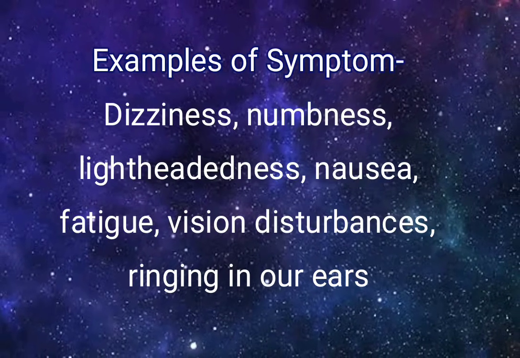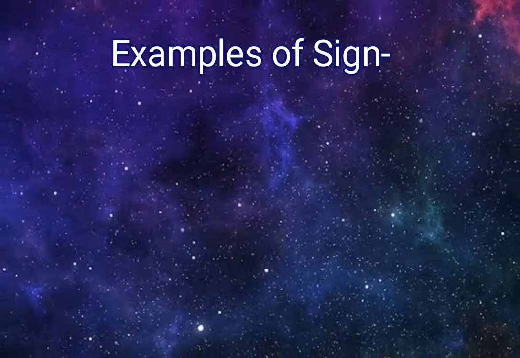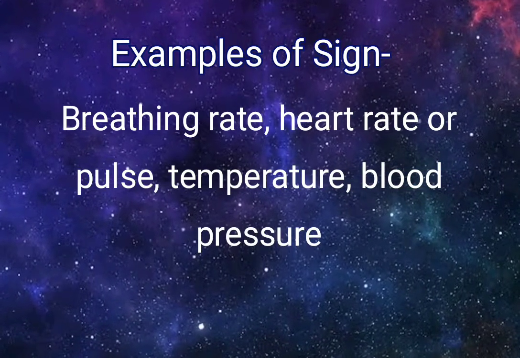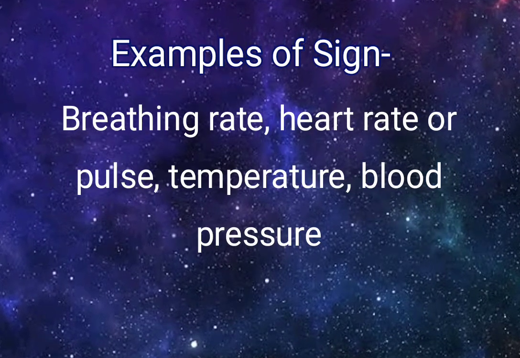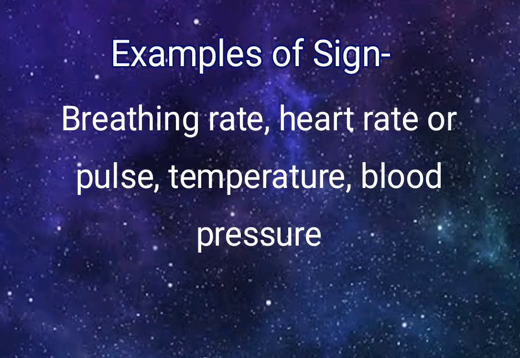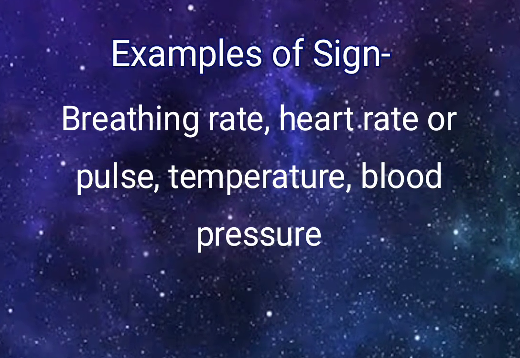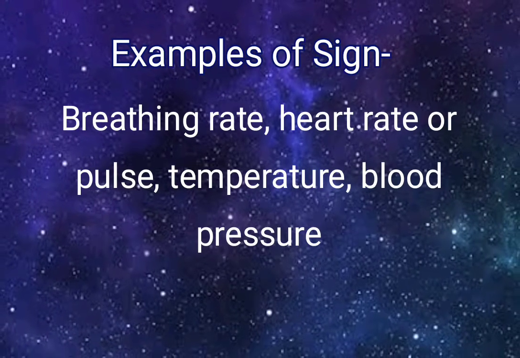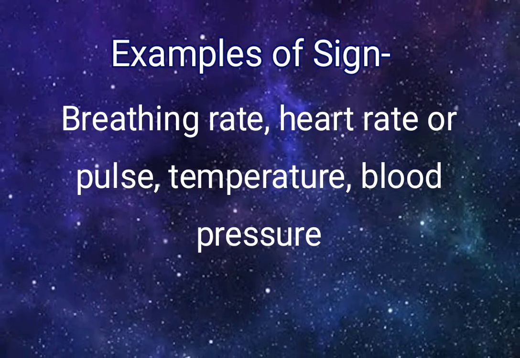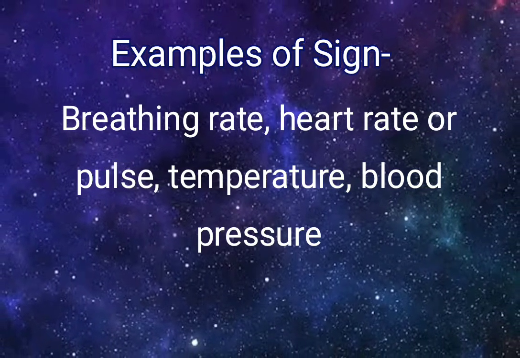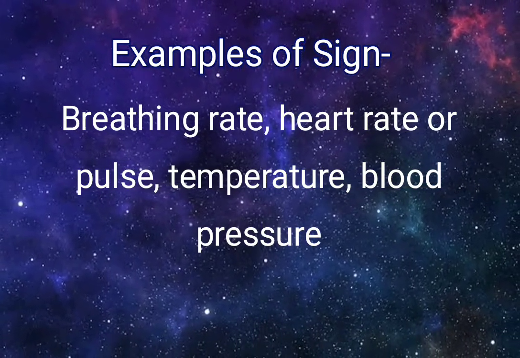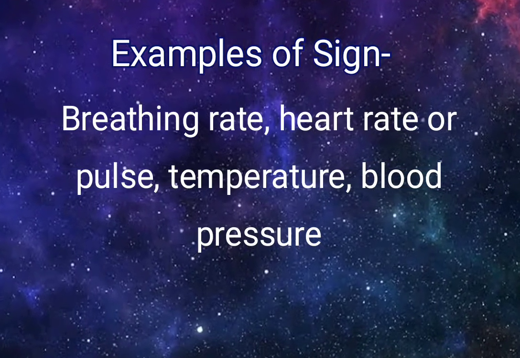Now let me give you some examples of signs. The most important signs include our breathing rate, heart rate or pulse, then temperature, then blood pressure. These are all vital signs. Vital signs can also include other measurements such as pulse oximetry, or how much oxygen is in our blood. So these are all signs. Sometimes signs and symptoms overlap, and these are all indications of some diseases. Like these are certain signs of some diseases and these are certain symptoms of some diseases or disorders.